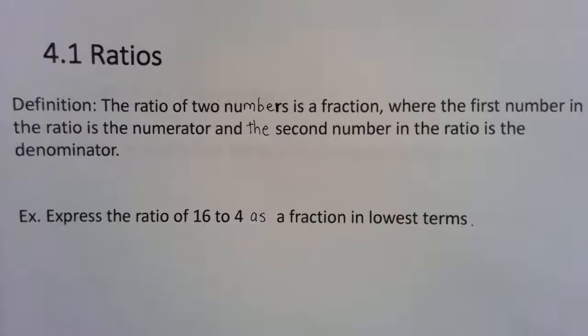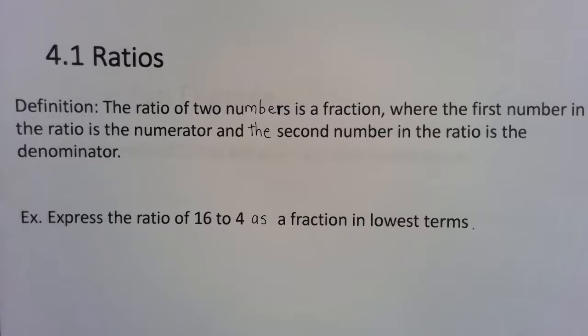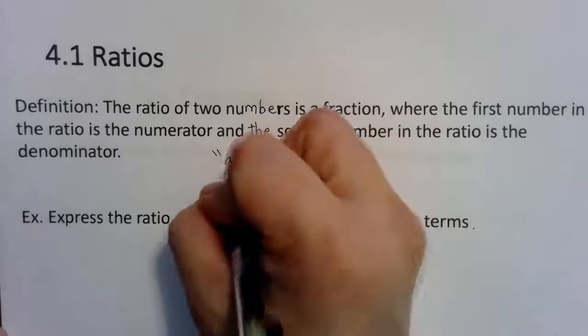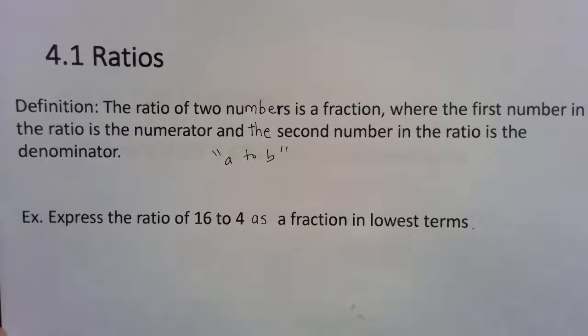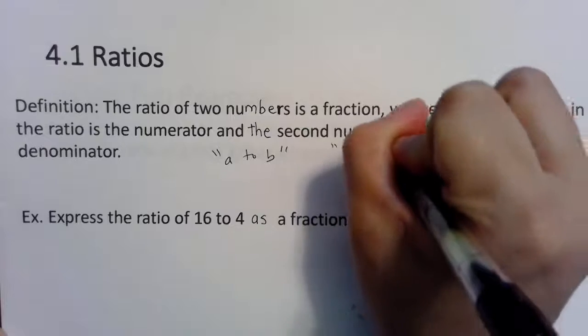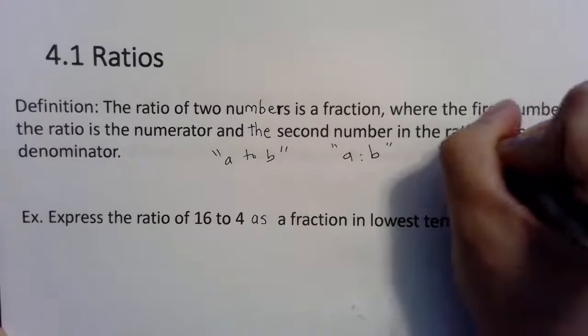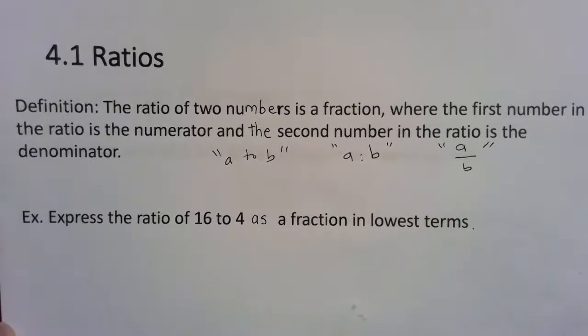So what is a ratio? A ratio is a fraction, or can be written as a fraction, where the first number in the ratio is the numerator and the second number in the ratio is the denominator. Let me quickly go over different ways that you might see a ratio. A to B is one way to express a ratio. Another way would be A, then a colon, and then B, and then finally A over B. So you can express a ratio in these three different ways.